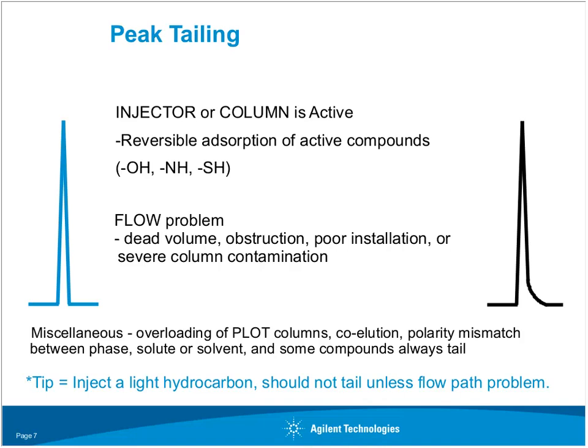The tip here is to inject a light hydrocarbon, and it should not tail unless there's a flow path problem. Tailing peaks can also be common with overloading of a PLOT column, a porous layer open tubular column. It can be coelution, or polarity mismatch between the phase, solute, or the solvent. And some compounds, like amines, tail a lot anyway. So please take your time when you're installing those columns. But again, most of the time we see this is either poor column installation or flow.